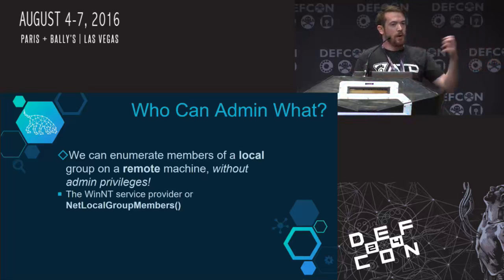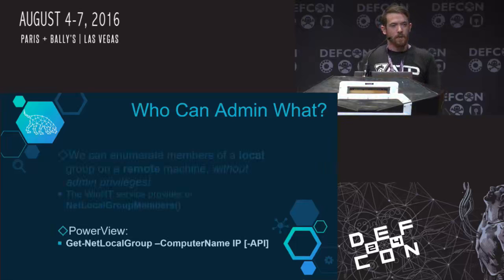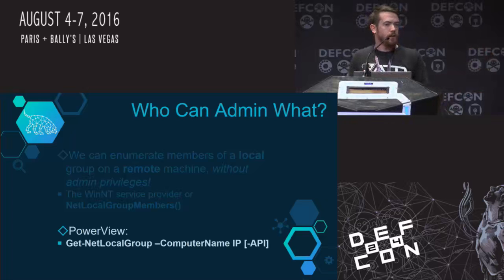Just point it to a remote server, and it happily gives you back who the members of local administrators are, their domain SID, whether they're a group or a user. The function in PowerView that does this is Get-NetLocalGroup. You just pass an IP, a NetBIOS name, or a computer name. If you would like to use the API call, you can use the -API flag. By default, it does the WinNT provider.